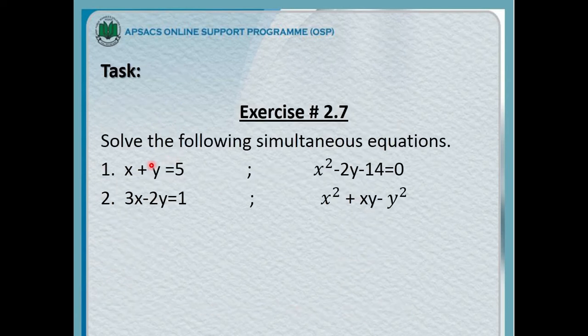Now students, we have to do question number 1 and 2 of exercise 2.7 in the similar way which I have explained in example number 1.